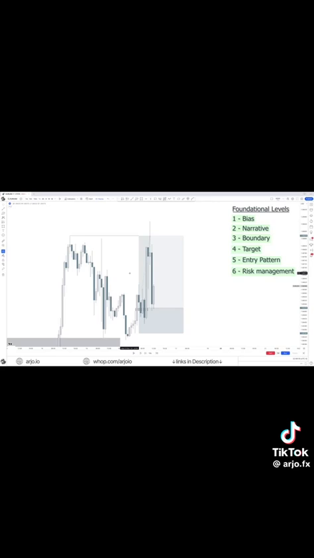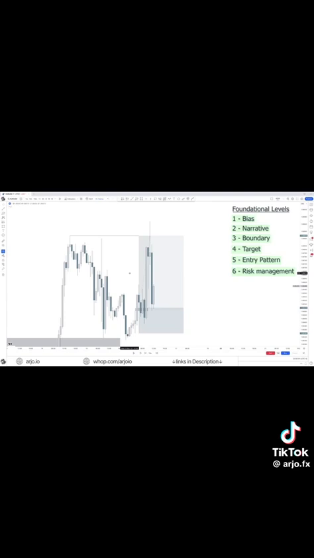So it's a constant, repeatable process, over and over and over. You can do the exact same thing, the exact same entry pattern, the same time frames in combination, and the same process over and over and over. Now, you can also see that the concepts here help you flow around the framework, because the foundational levels create that framework of the trading plan. The concepts help you reach the ideas of a bias, a narrative, a boundary, a target, an entry pattern, and risk management.